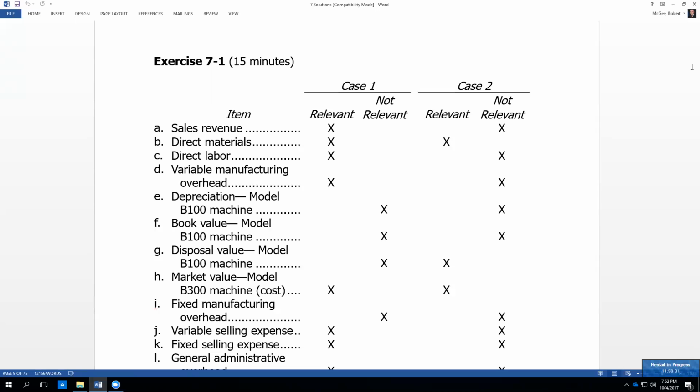And part K, fixed selling expense. Again, that's irrelevant. Sales remain the same. General administrative overhead, again, irrelevant. Be the same under either case. Any questions about case 2?